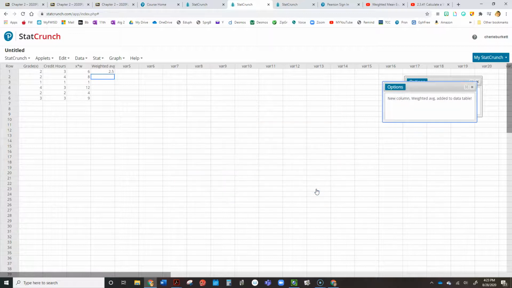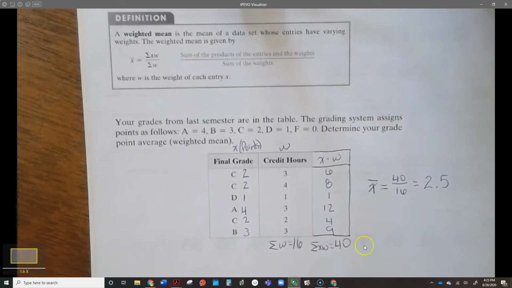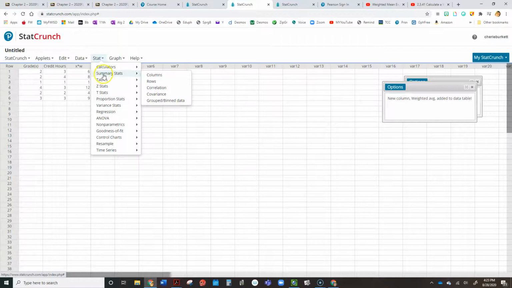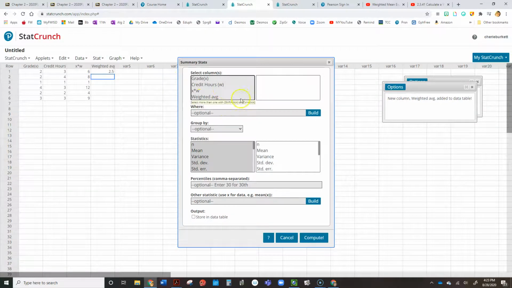And I'm going to say compute, and the weighted average came out to be 2.5, which is exactly what I said right here, because 40 divided by 16 is 2.5. Now, the only thing that I don't like about this, I guess you could come over here if you wanted to. We did stat, and we did summary stats, and you could find the sum over here.